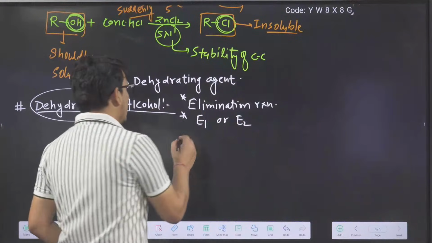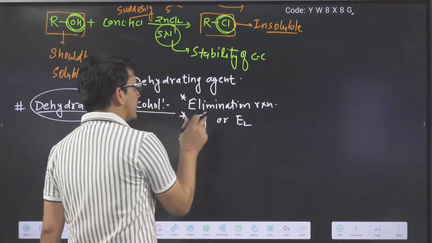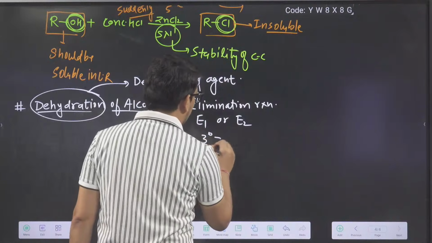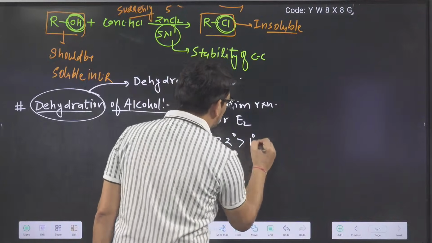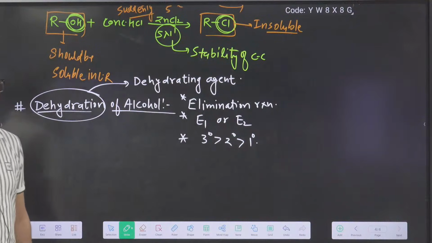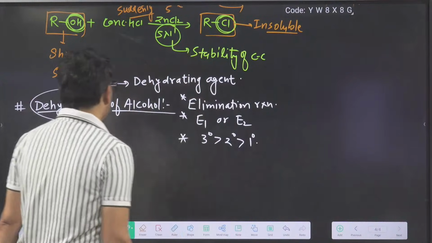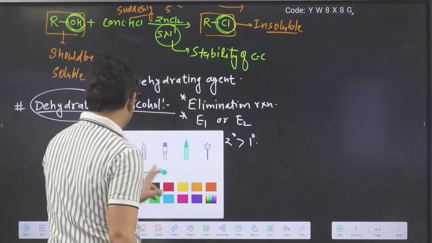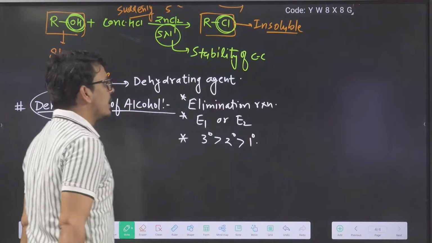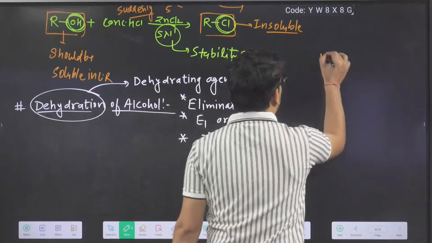And if you remember, dehydration means elimination, and elimination means what? Fastest will be in 3 degree, then 2 degree, and then 1 degree. So which alcohol will dehydrate first? 3 degree, and then 2 degree, and then 1 degree.